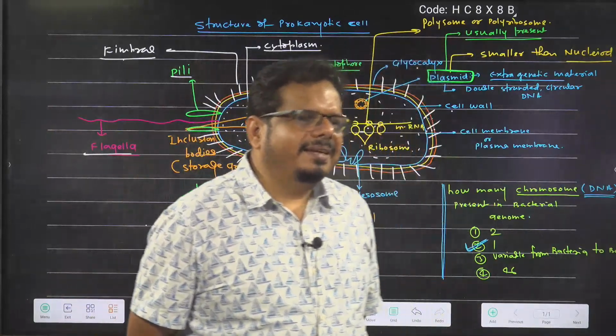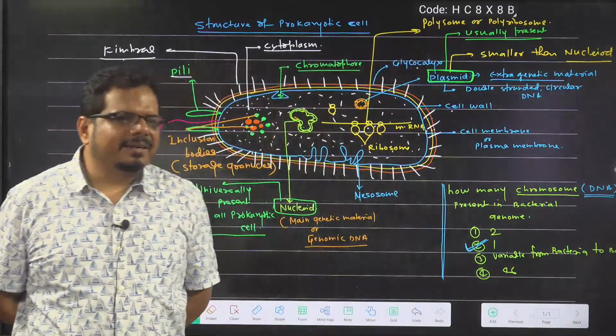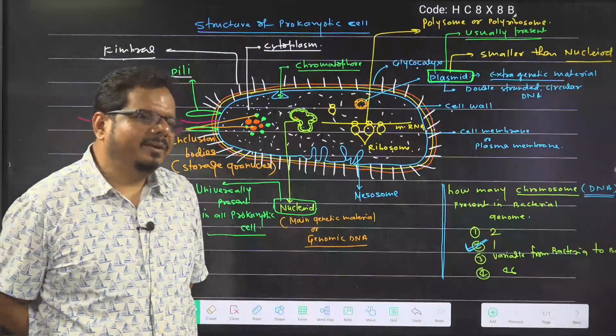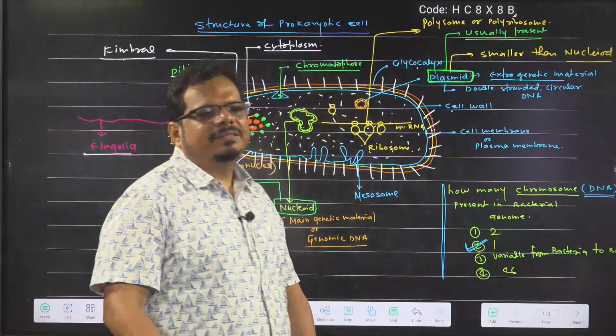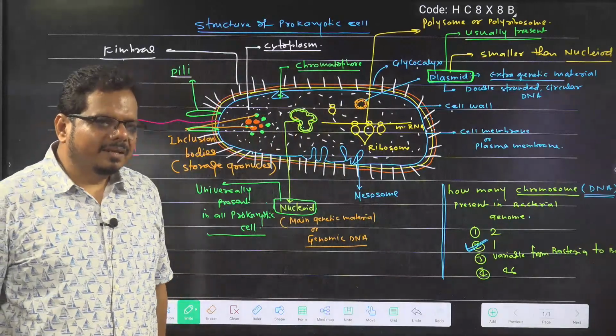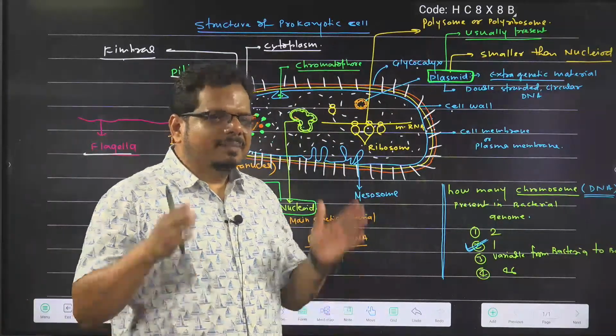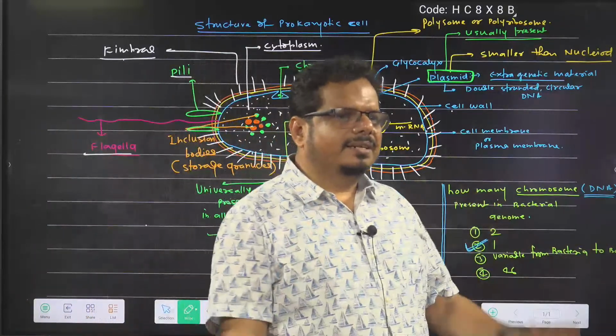And that is the reason why, while teaching the difference between prokaryotic and eukaryotic cell, I told you one thing. And what was that one thing? In prokaryotic cell, membrane bounded structure is absent.